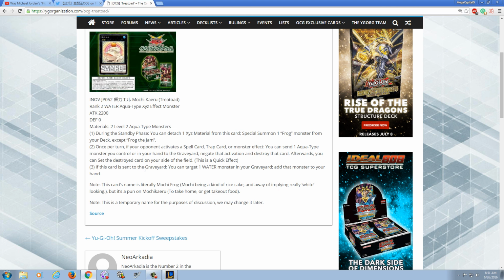Effect number three, if this card is sent to the graveyard, you can target one Water monster in your graveyard, add that monster to your hand. So for starters, whatever you use to Xyz summon with this is obviously something you could just get back. Unless you're somehow using like some type of Fire Aquas, I don't think those exist, but they could. You could obviously just get back whatever you use to summon Treatoad. You could just get it back to your hand.